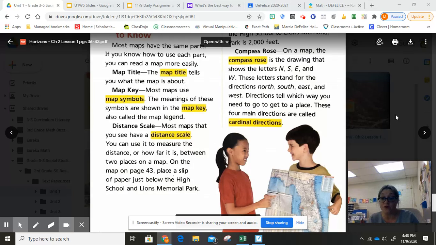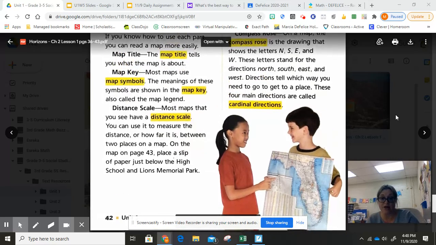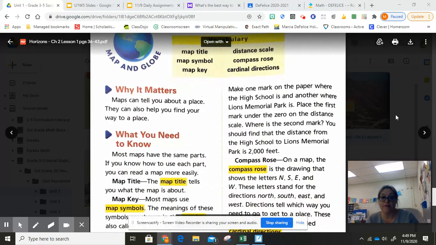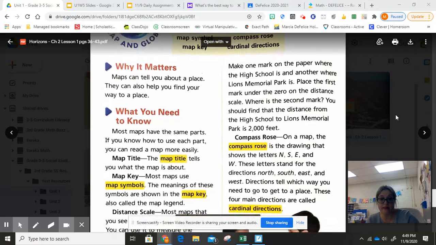On the map on page 43, which we're going to look at in a moment, place a slip of paper just below the high school and Lions Memorial Park. We'll check that out in a moment. Make one mark on the paper where the high school is and another where Lions Memorial Park is. Place the first mark under the 0 on the distance scale. And where is the second mark? You should find that the distance from the high school to Lions Memorial Park is about 2,000 feet. We'll check that out when we work on that map.